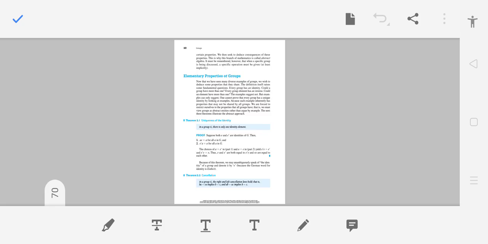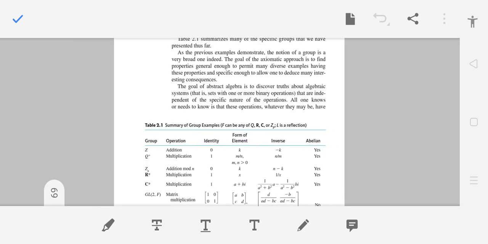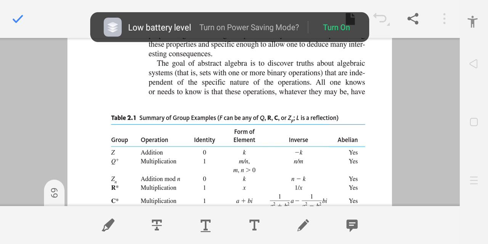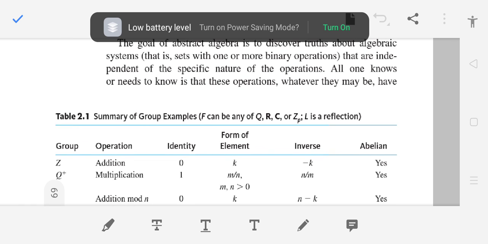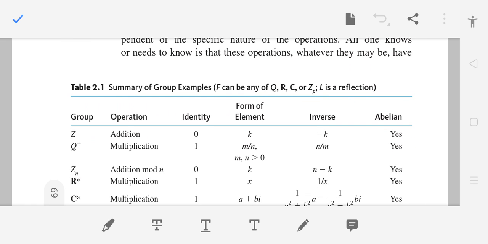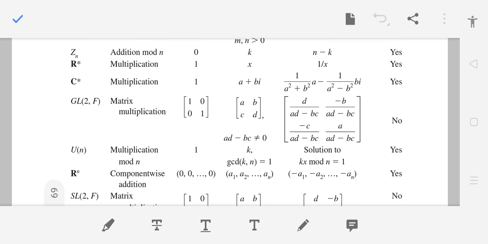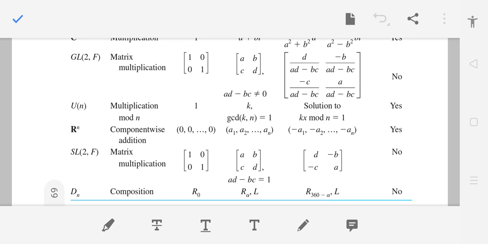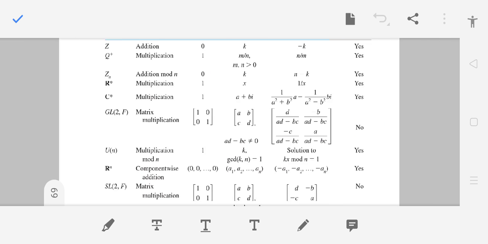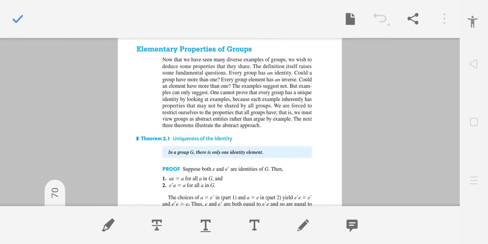There is a table as shown. Then you can easily see in this table that there are some more important groups that we have discussed earlier. So you can easily revise these groups from this table, and if you have any doubt you can comment.